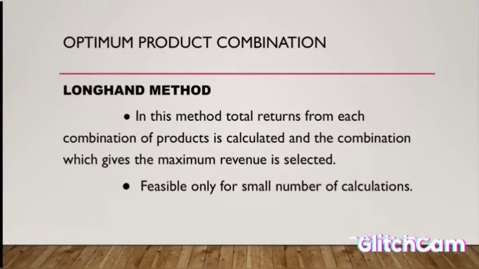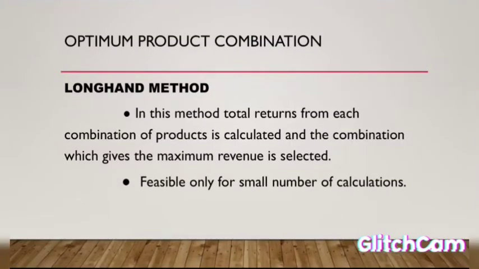For finding the optimum product combination, there are three methods: longhand method, algebraic method, and graphical method. In the longhand method, total returns from each combination of products are calculated and the combination which gives the maximum revenue is selected. It is feasible only for a small number of calculations.